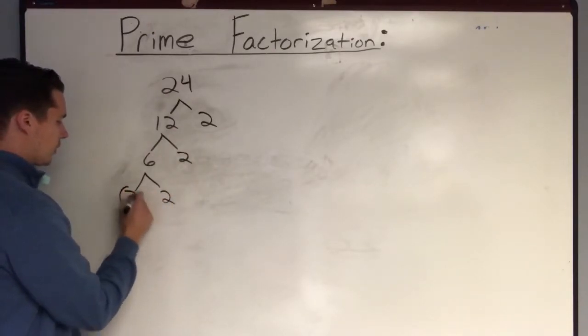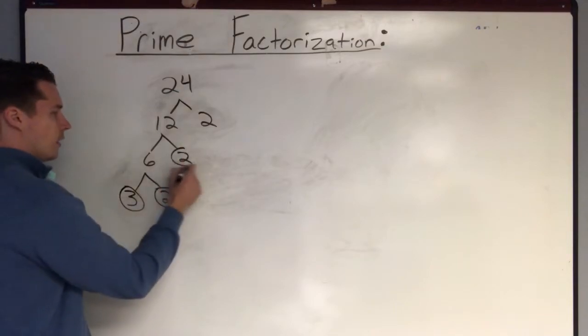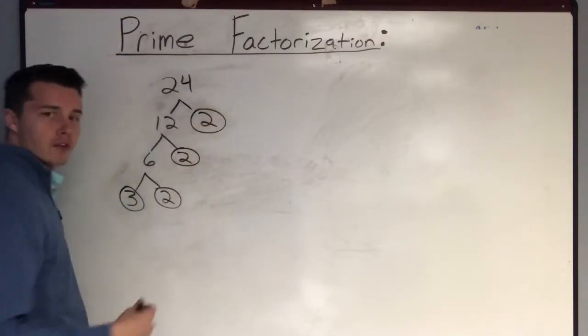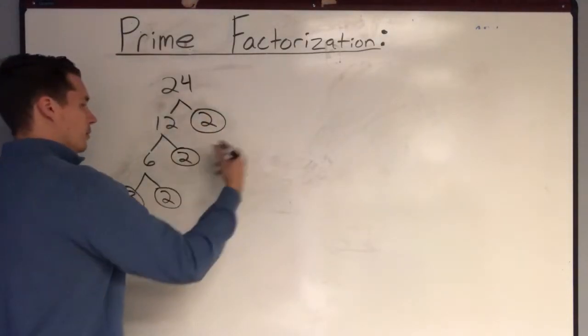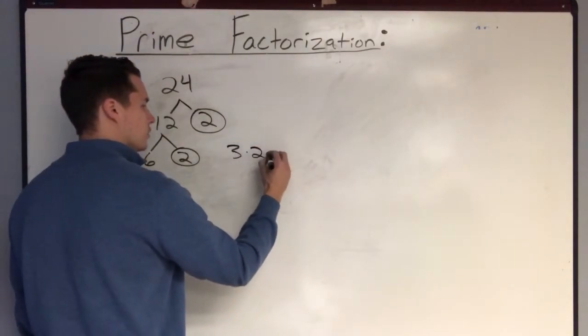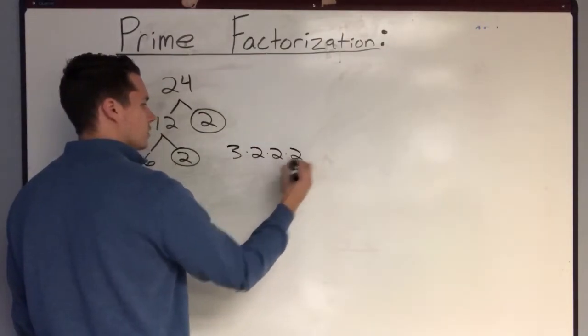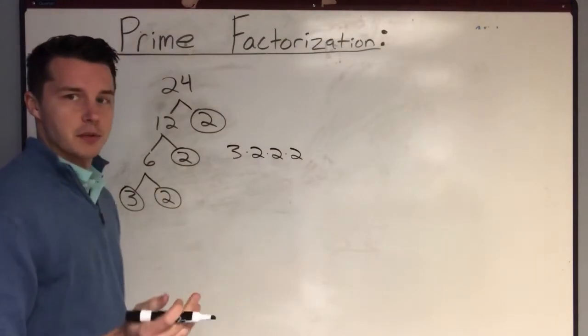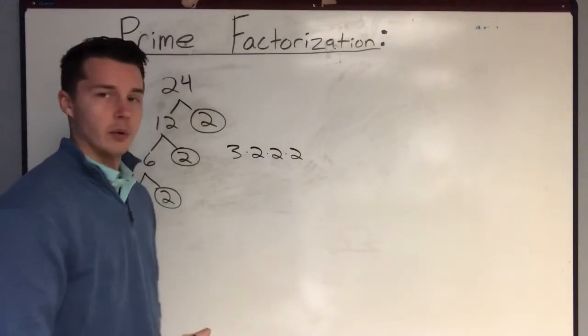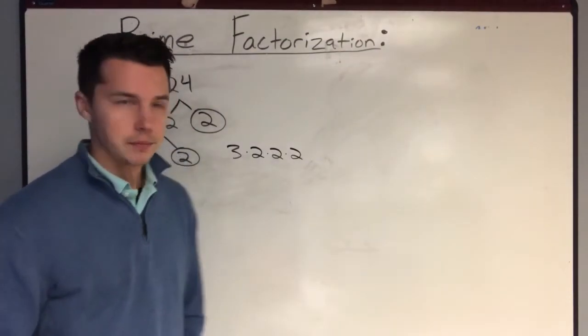Now all we have left are prime numbers, and I go ahead and circle them. That way we can get them all together for our answer. So we're going to put them all together. We get 3 times 2 times 2 times 2. Now the chances are your teacher doesn't want to see your answer that way. They're going to want it in what's called exponent form.